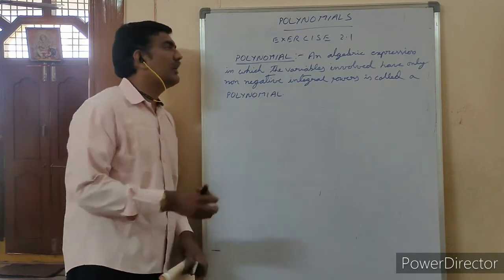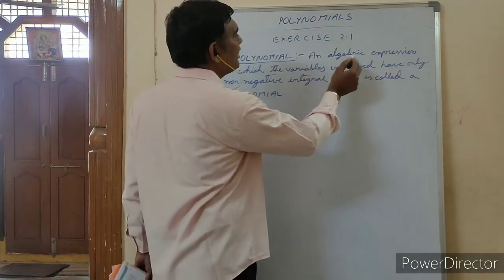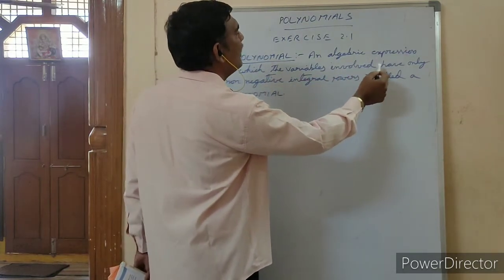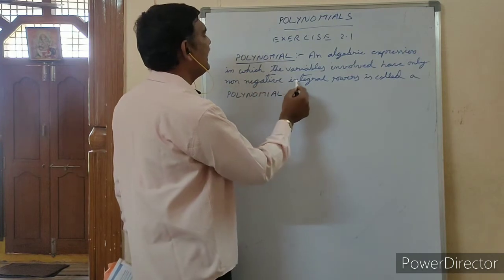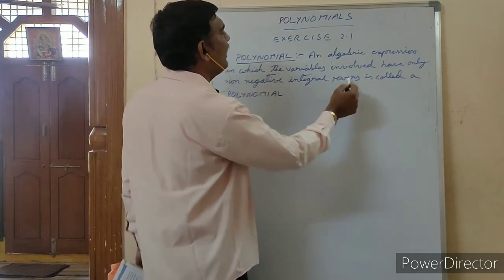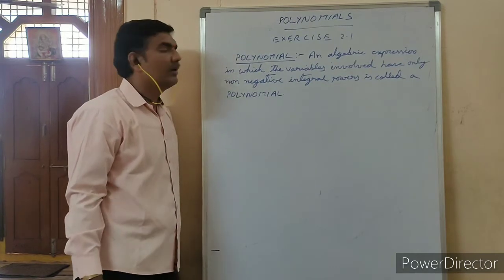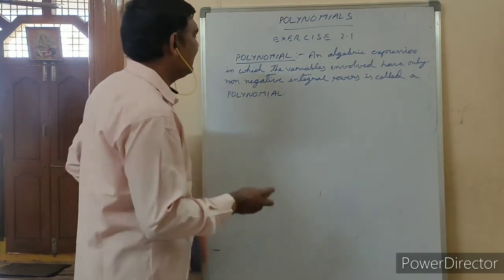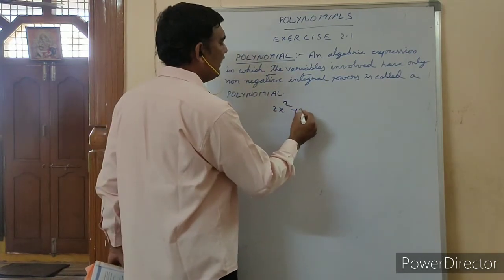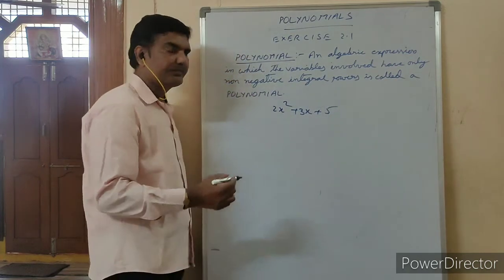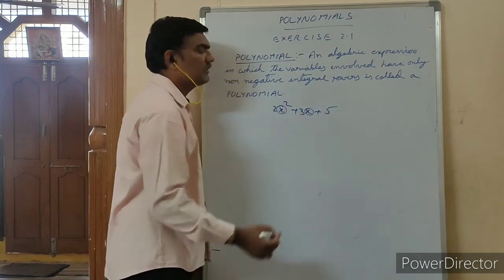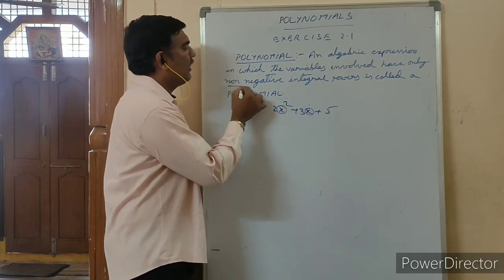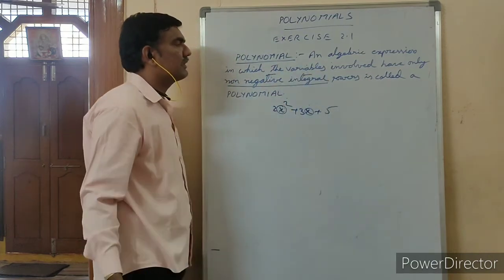Now, the actual definition. What does polynomial mean? An algebraic expression in which the variables involved have only non-negative integral powers is called a polynomial. So I'll explain what this is. Some algebraic expressions, for example 2x square plus 3x plus 5. First, these are called variables. Variables' powers must be non-negative integral powers.